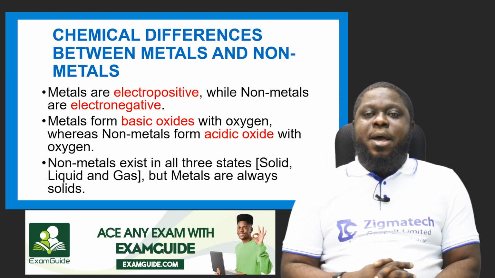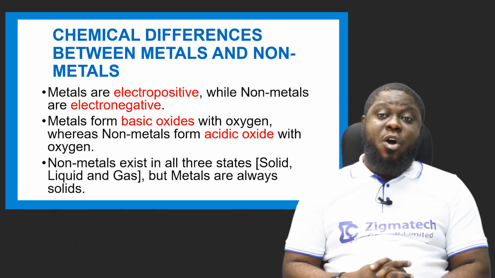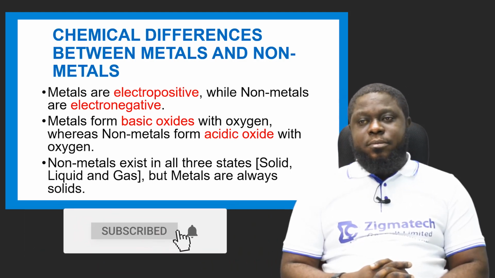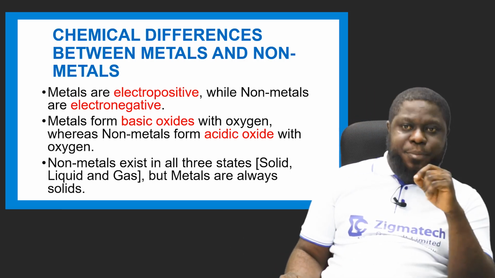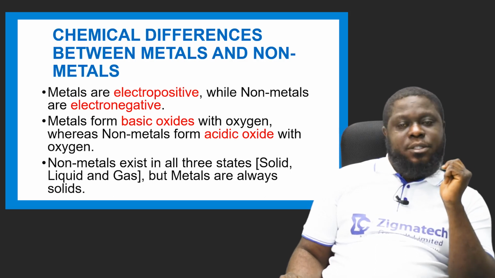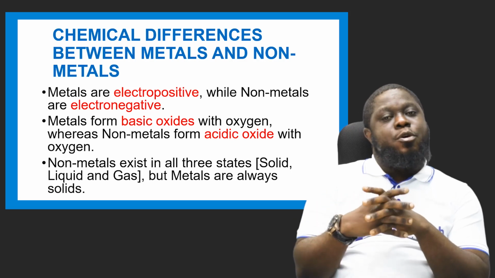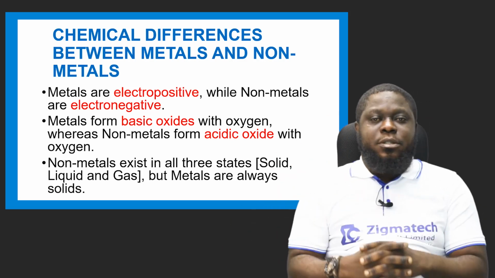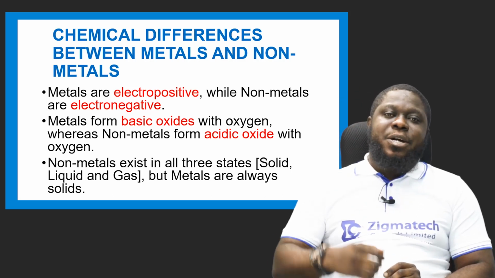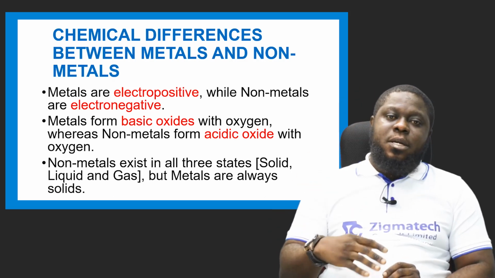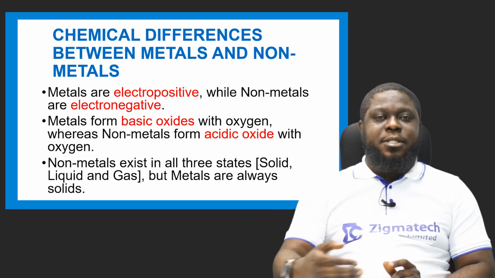Now, metals form basic oxide with oxygen, whereas non-metals form acidic oxide with oxygen. Metals are positively charged. Now, when they react with oxygen, negatively charged, they will produce a negatively charged substance. This basic oxide is an oxide that, when it reacts with water, emits bases.